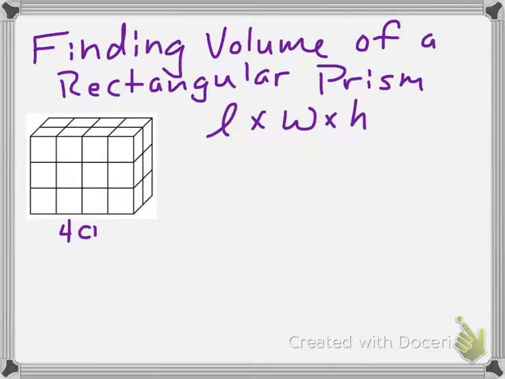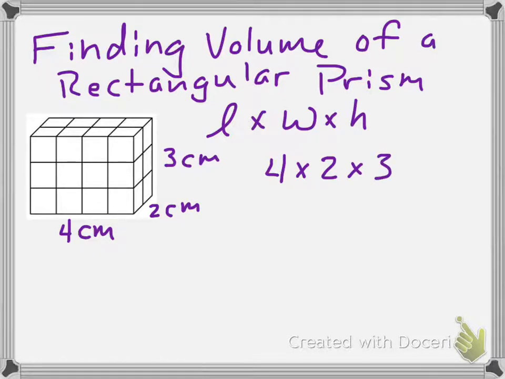So if you look at the one I've got written right here, if you look across at the length, that's going to be 4 centimeters. The width is going to be 2 centimeters, and the height in this particular case is going to be 3 centimeters. So again, my dimensions are going to be 4 by 2 by 3. So the length, the width, and the height.